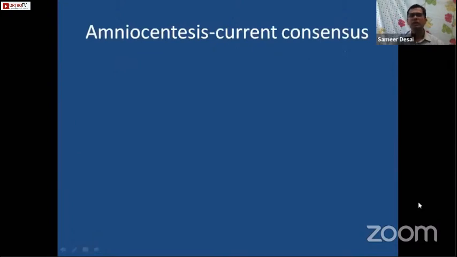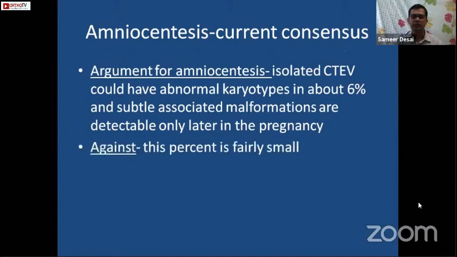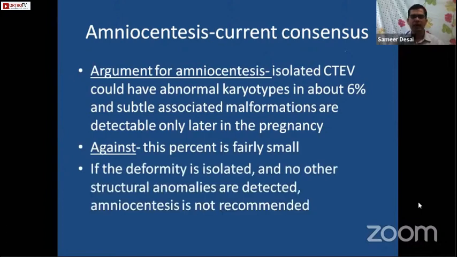So what is the current consensus about amniocentesis? People say that it should be done because abnormal karyotypes are seen in about 6%, and subtle associated malformations are detectable only later in the pregnancy. But those arguing against say that this percentage is fairly small, and if the deformity is isolated and no other structural anomalies are detected, then amniocentesis is not recommended. So ideally, amniocentesis is not recommended in a lady who is less than 35 years with normal blood markers.